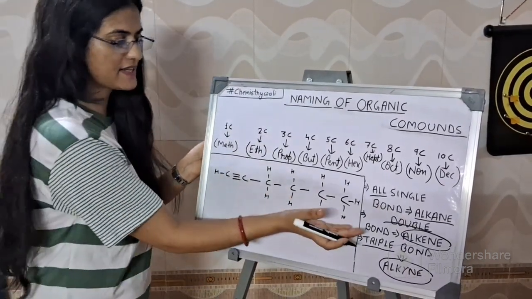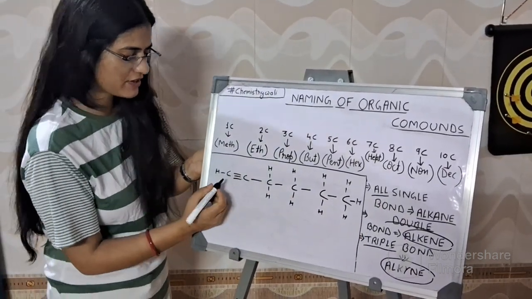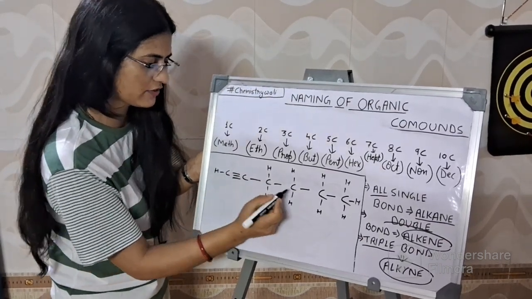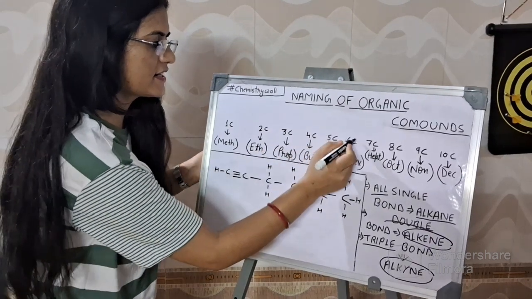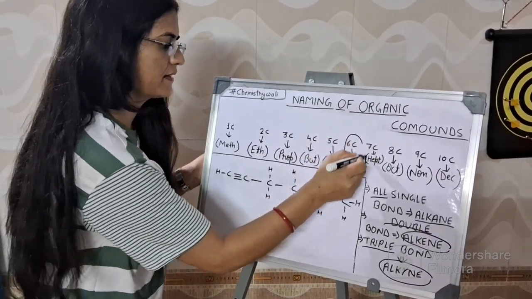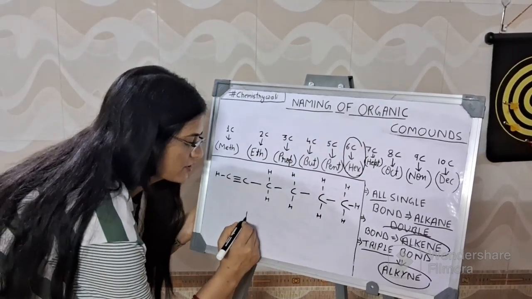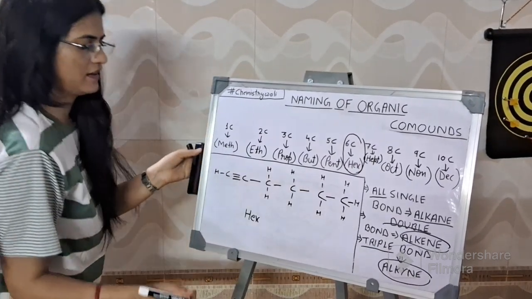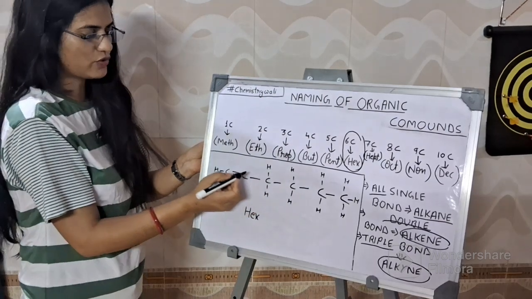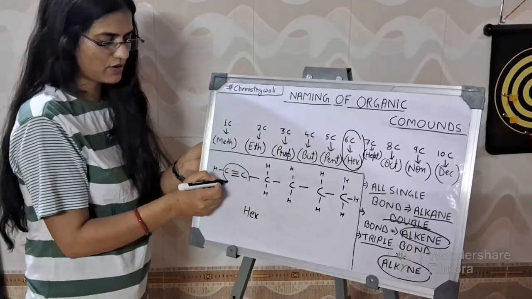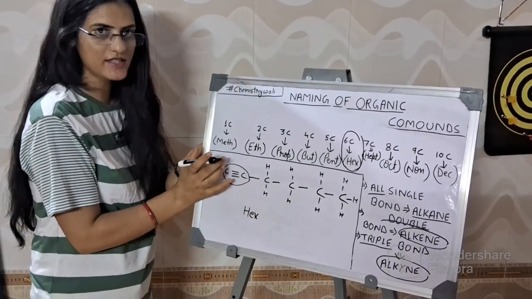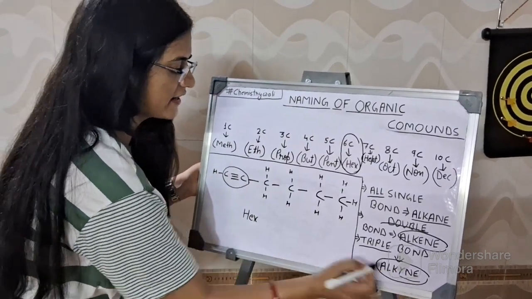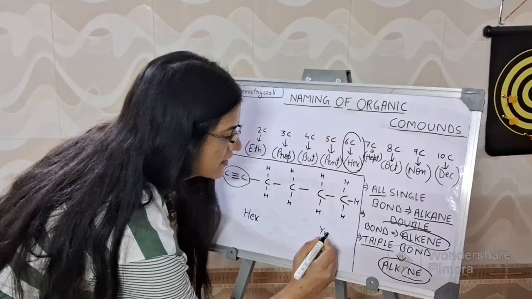Now see, naming is simple. Now how will we name? First of all, we will count the number of carbons. 1, 2, 3, 4, 5, 6. 6 carbons means hex. For 6 carbons, we will use hex. Are all single? No, not all are single bonds. We can see one bond is a triple bond here. Triple bond means this is alkyne. For alkyne, we are using the suffix -yne.